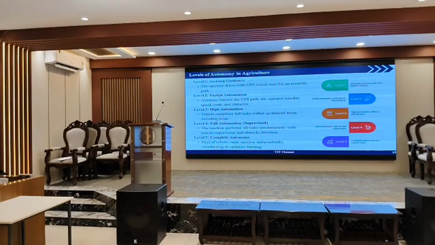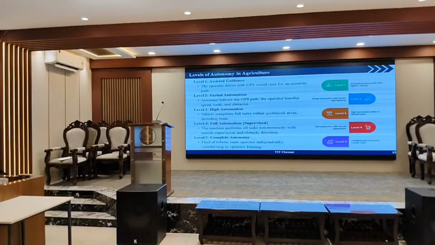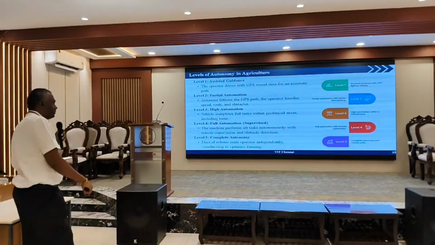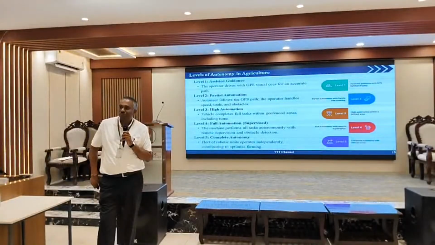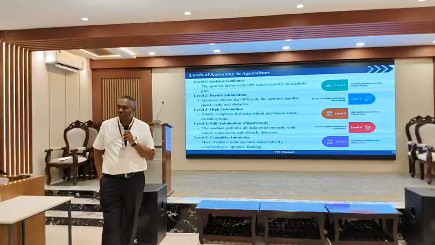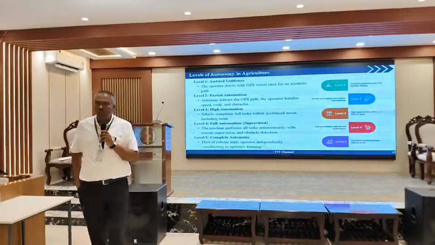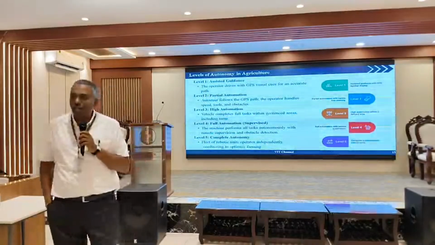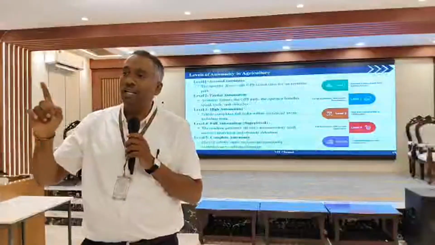Level 1 is assisted guidance with GPS guide for display. Level 2 is partial automation. Level 3 is high automation. Level 4 is full automation. Level 5 is complete autonomy. Up to level 4 is supervised. Coming to level 5, it has to act like humans. Human intelligence should be there, machine intelligence should not be there.